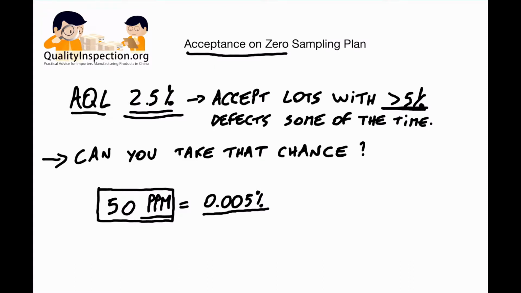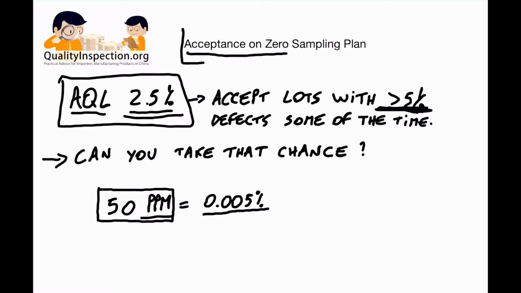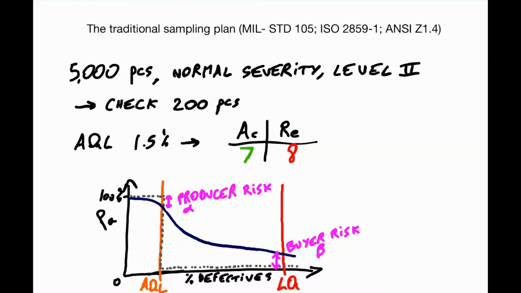and this is a very far cry from accepting a bunch of batches that are 5% or more full of defects. So moving away from this approach is really what prompted some people to develop this type of sampling plan, acceptance on zero. Again, let's contrast it with the most typical type of sampling plan.